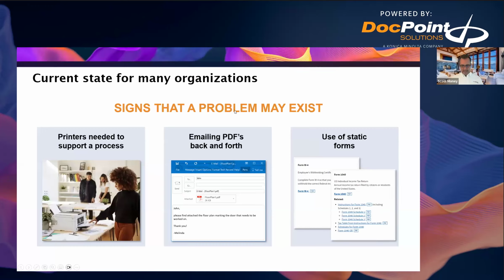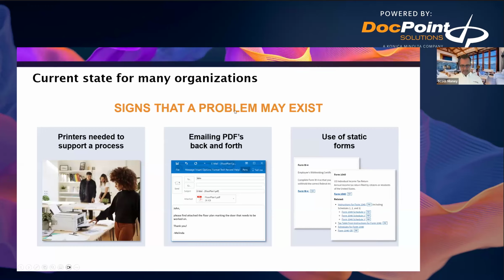All right, so the current state of many organizations. We've identified a couple scenarios where we see that problems may exist. And Doug, you and Ray both see these on a daily basis. But Doug, let's start with you. Let's talk about these three items and what you see, and what do these mean to our team.